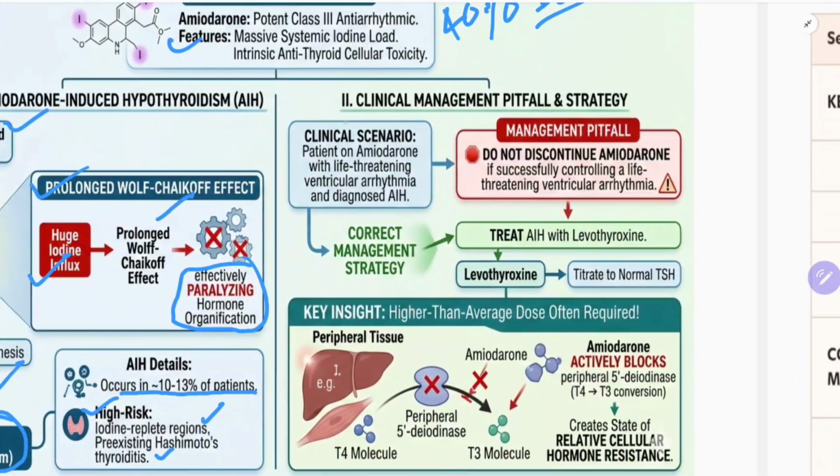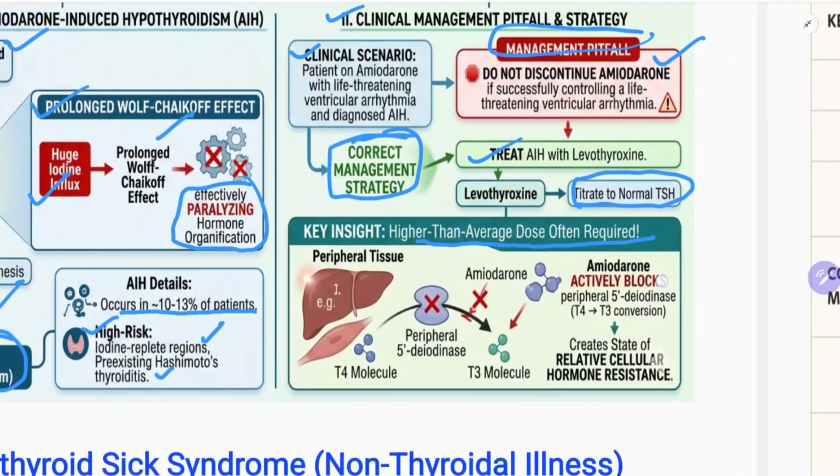Okay. Clinical management, pitfall and strategy. Clinical scenario: a patient on amiodarone with a life-threatening ventricular arrhythmia and diagnosed amiodarone-induced hypothyroidism. The wrong thing is to discontinue amiodarone if it is successfully controlling a life-threatening ventricular arrhythmia. The correct management strategy is to treat amiodarone-induced hypothyroidism with levothyroxine. What that means is you should increase the dose of LT4 instead. Levothyroxine should be given and titrated to normalize the TSH. That's the thing. Key insight: a higher than average dose is often required in these individuals.